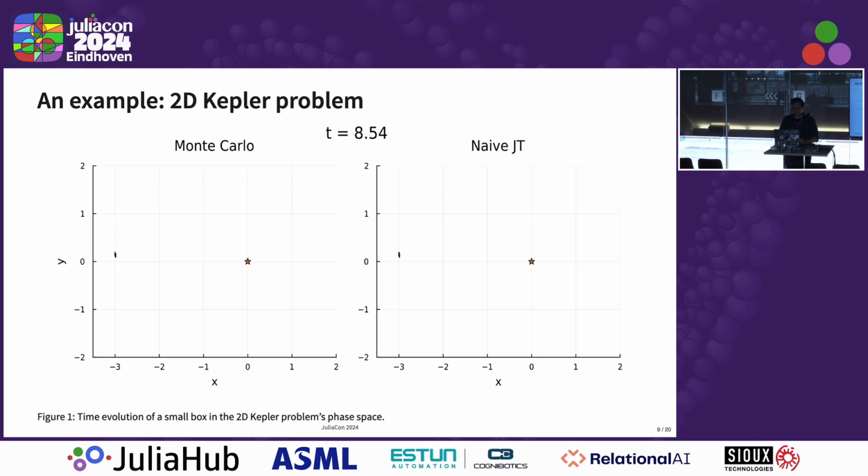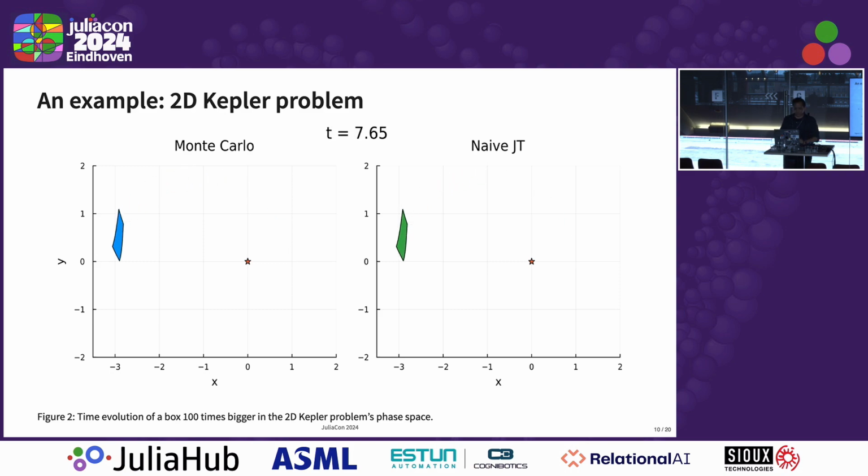Okay, and in this example, we have on the left panel an integration with Monte Carlo, and on the right panel we have naive jet transport. And as you can see, as time goes on, a small uncertainty starts to spread out due to Keplerian shear, essentially, right? And if we let this thing run for many more periods, then we would get to a point where the orbital uncertainty starts to spread out over the whole orbit, right?